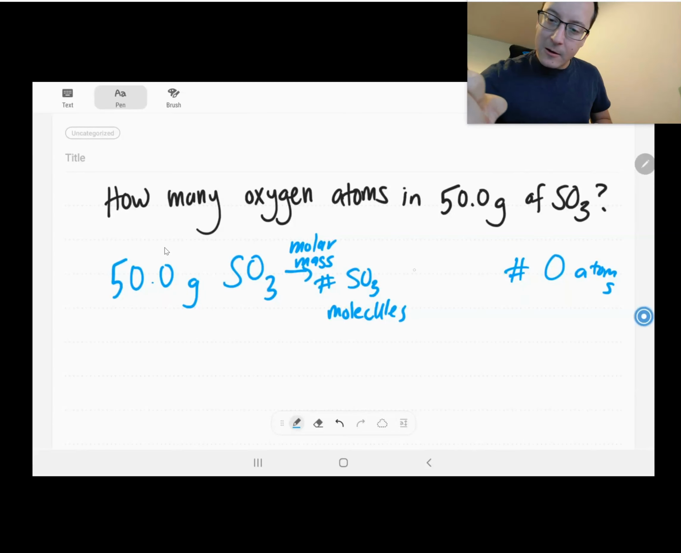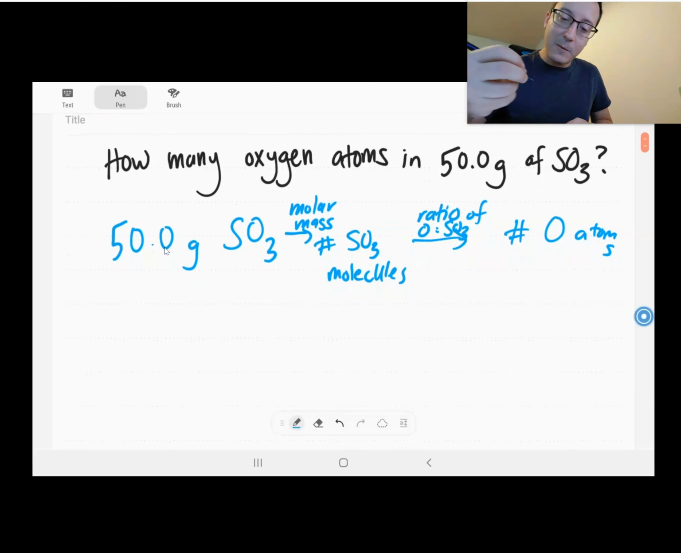And then we're going to be using the ratio of oxygen to SO3 to figure out how many atoms there are. Alrighty, so it looks like we have 2 conversion factors we need to come up with. Let's just quickly figure out the molar mass of SO3.